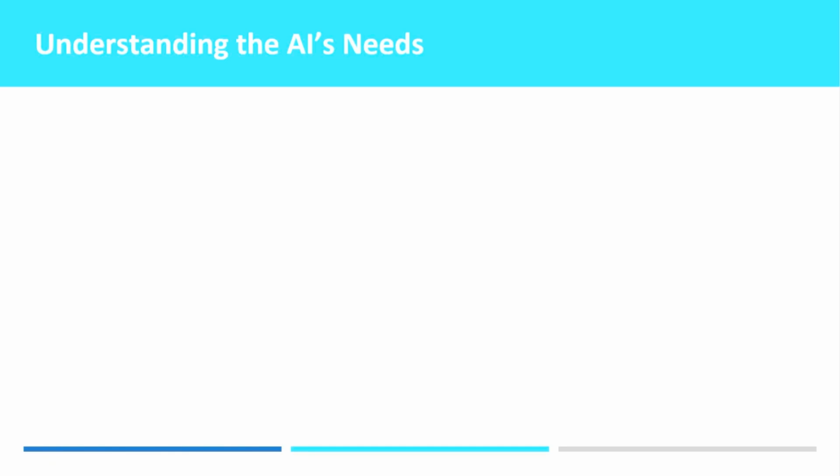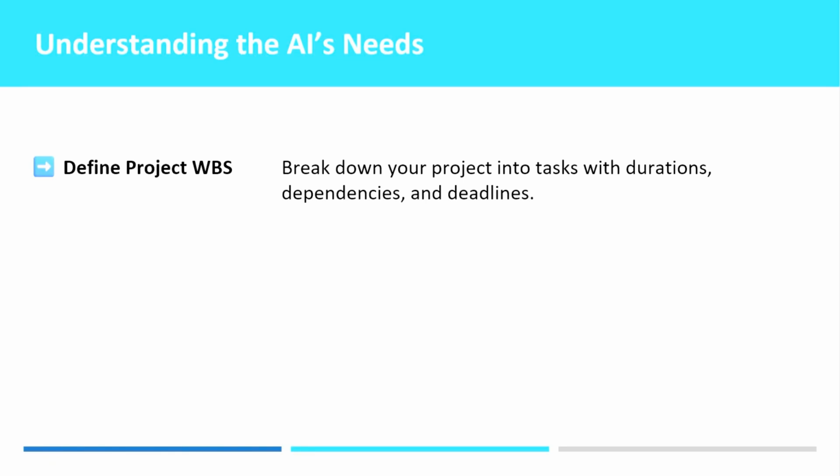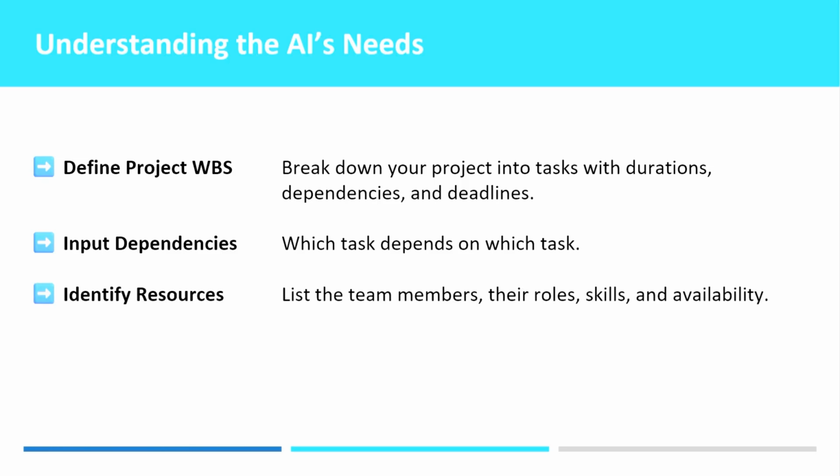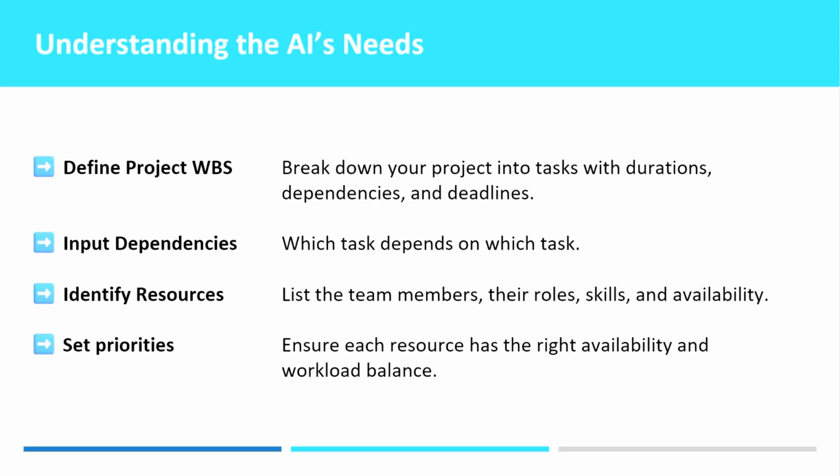So here is what we need to do resource allocation with GenAI. First, define project WBS. You need to break down your project into tasks with durations, dependencies, and deadline. Then, you need to input dependencies, which task depends on which task. Then, identify resources. List the team members, their roles, skills, and their availability as well. Finally, set priorities and capacity.